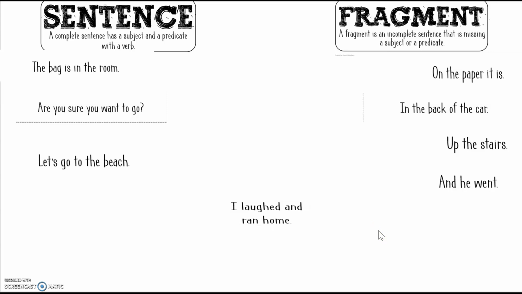The last one is, I laughed and ran home. Well, does it have who the sentence is about? Yep, it's about me. It's about I. Does it give an action of what I did? It gives me two actions. I laughed and I ran home.